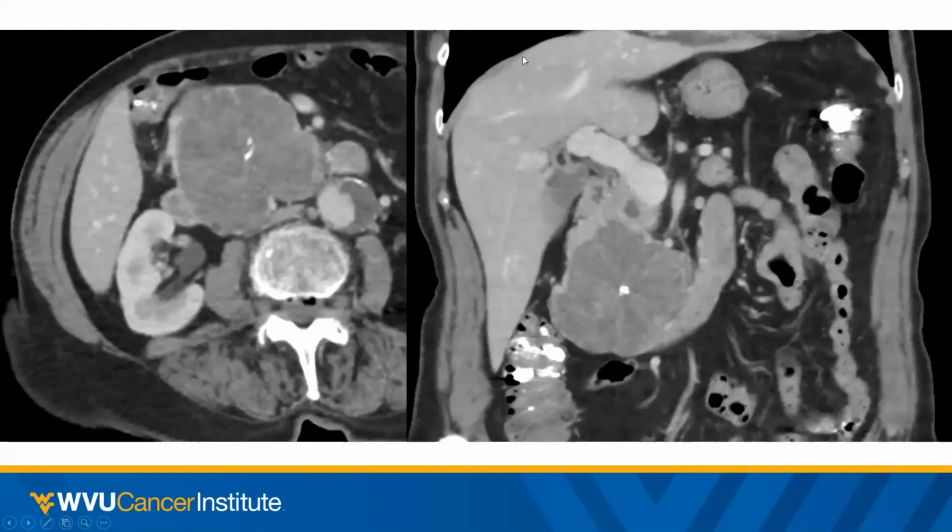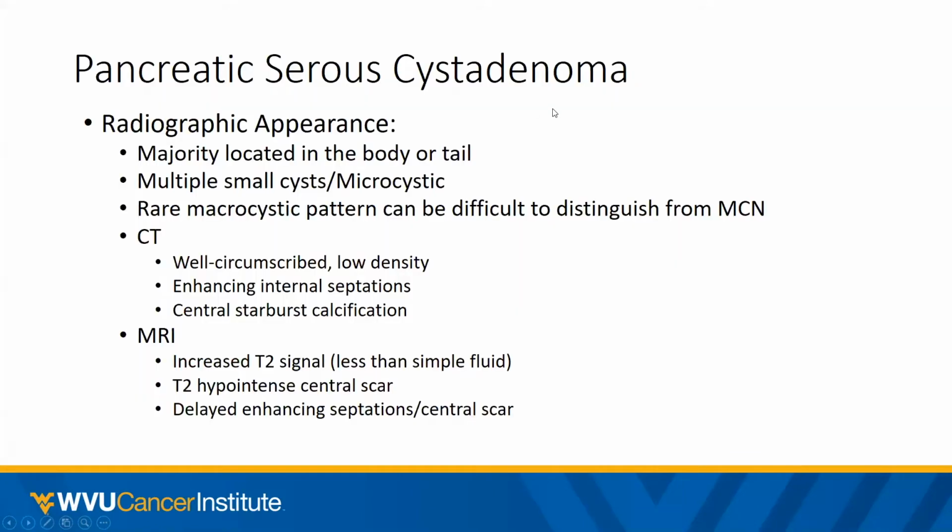And so to touch on the radiographic appearance of pancreatic serous cystadenomas, the majority are going to be found in the body or tail. And the classic presentation is a microcystic imaging appearance where the mass is composed of multiple small cystic components. And there is a rare variation where we can see a macrocystic growth pattern by imaging. And that can be a little bit of a diagnostic challenge to distinguish from a mucinous cystic neoplasm, which we'll discuss here shortly. But classically, by CT, serous cystadenomas are well circumscribed, low density.